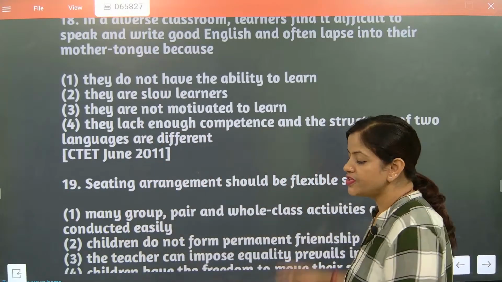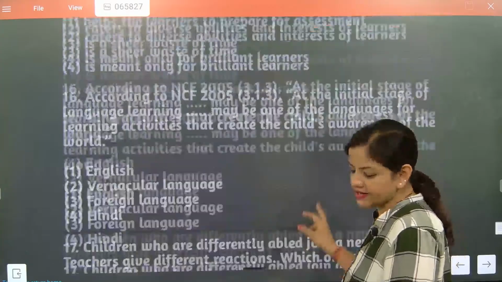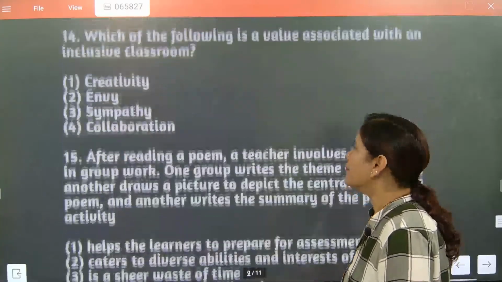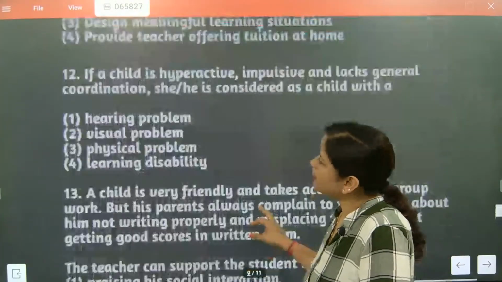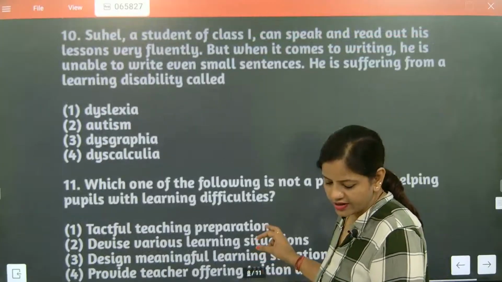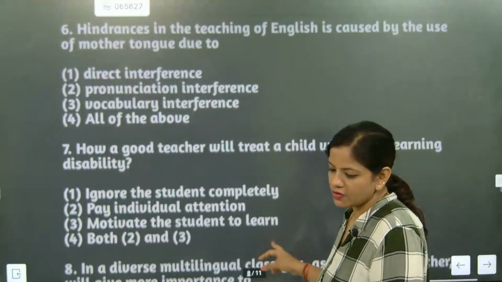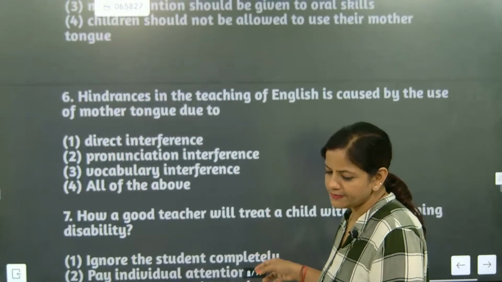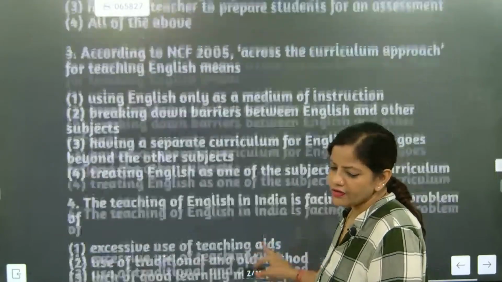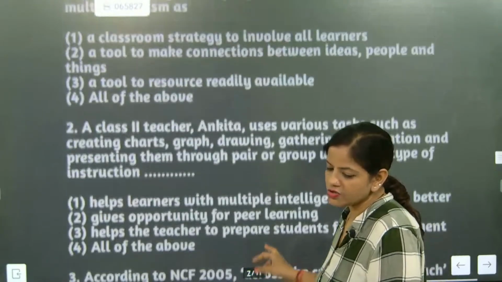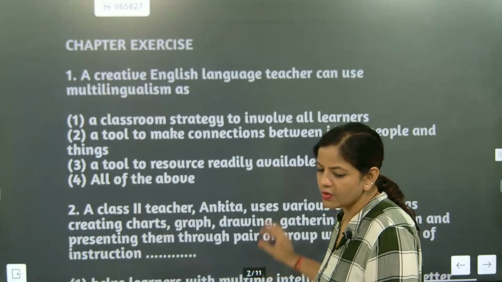So challenges of teaching learning process, we have already started. We talked about different types of disorders that are creating problems for the children: dyslexia, dysgraphia, all the different sections we have studied. Now we are going to start the session. I'm going to start solving the question answers. I'm going to read the questions and explain.